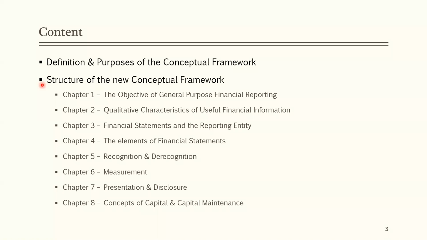There was nothing inside. In chapter number 3, right, they discussed the qualitative characteristics in the previous conceptual framework.